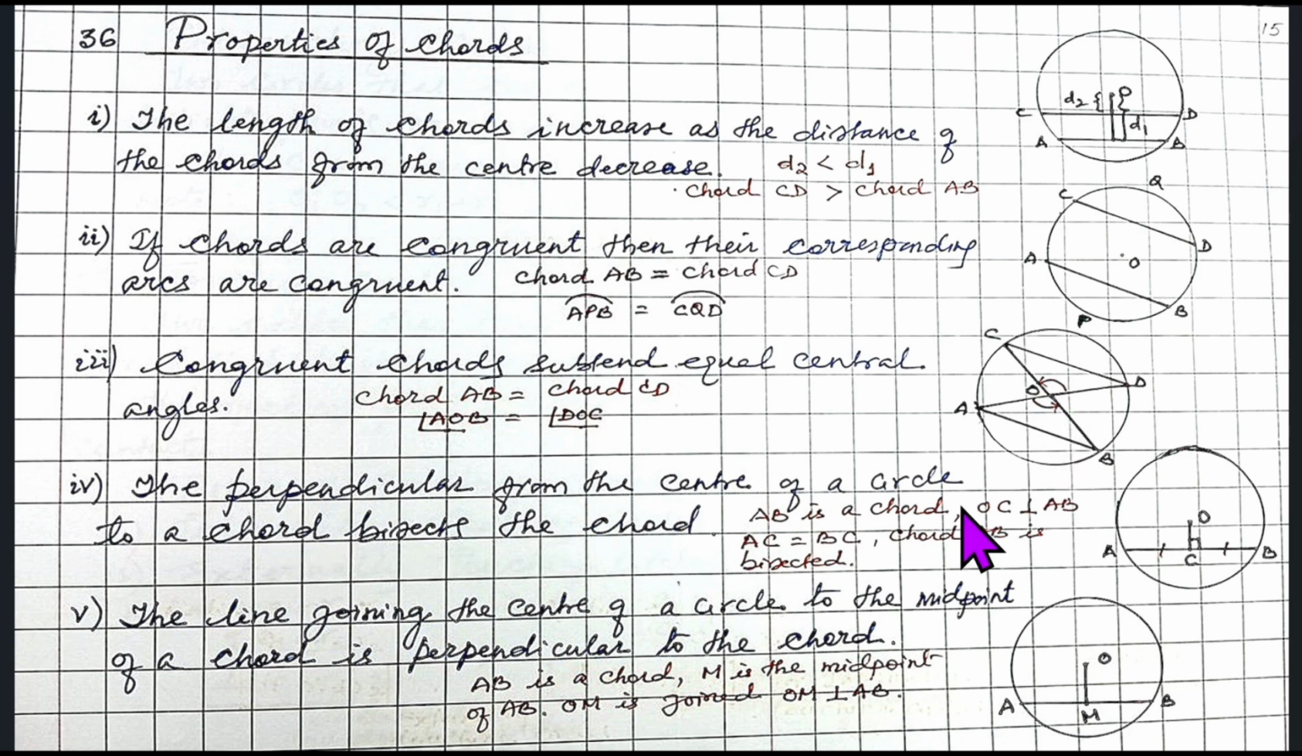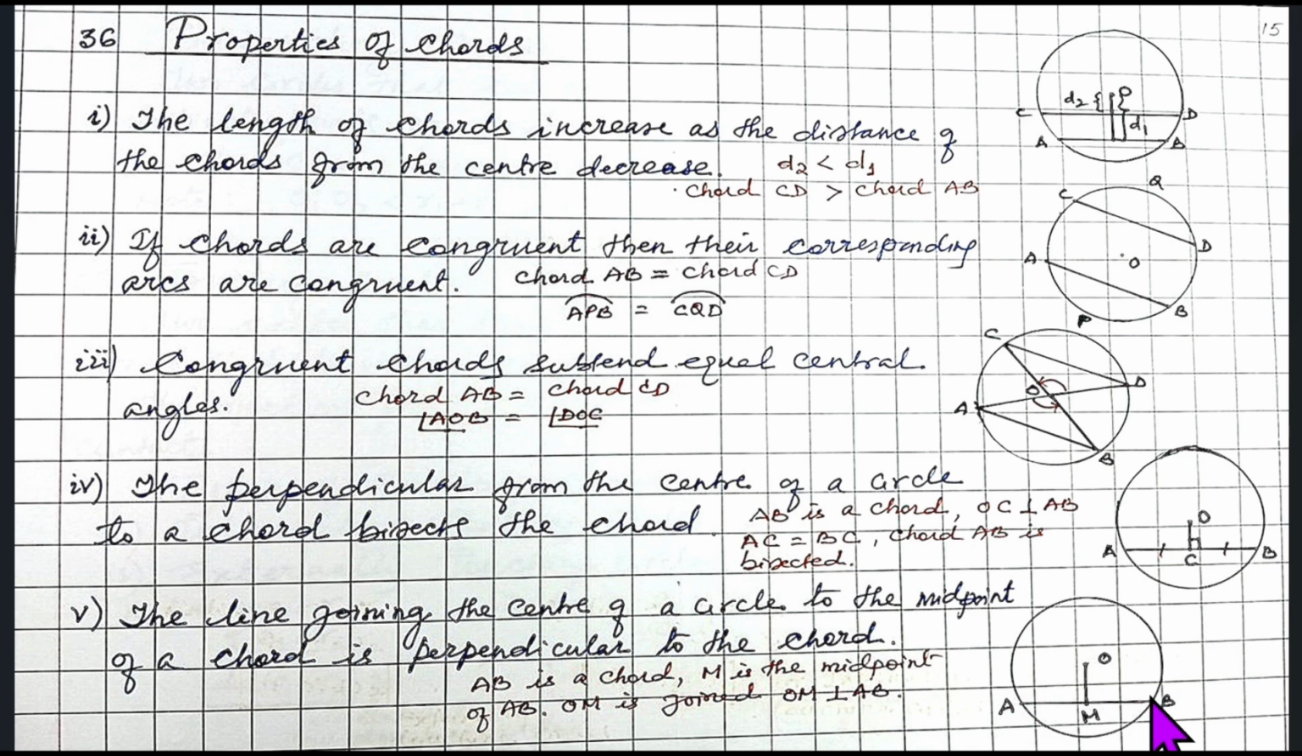The perpendicular from the center of a circle to a chord bisects the chord. So if you have a chord AB, a line joining a perpendicular drawn from the center of a circle to the chord bisects the chord. OC is perpendicular to AB, AC is equal to BC. Remember that a perpendicular drawn from the center of a circle to a chord bisects the chord, a very important property.